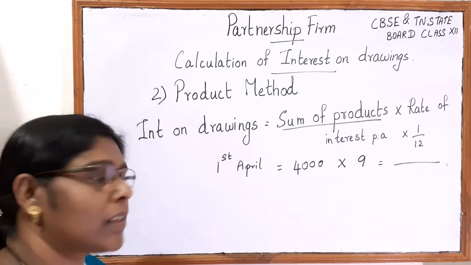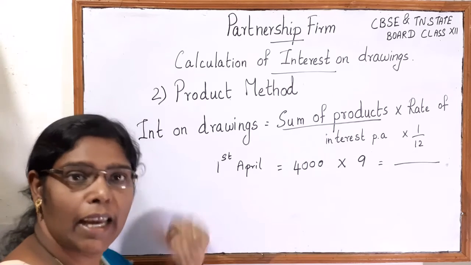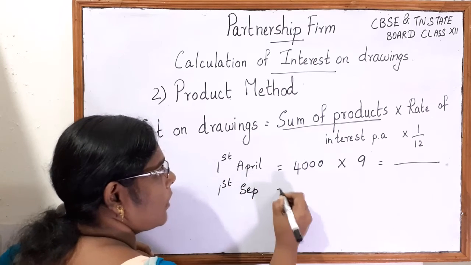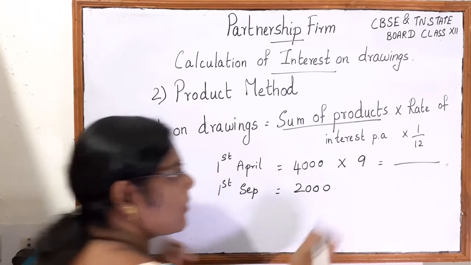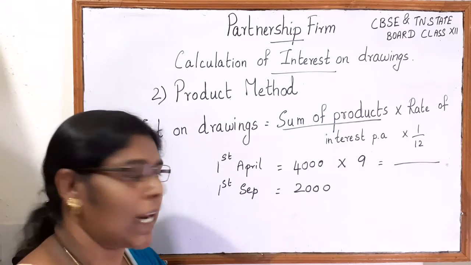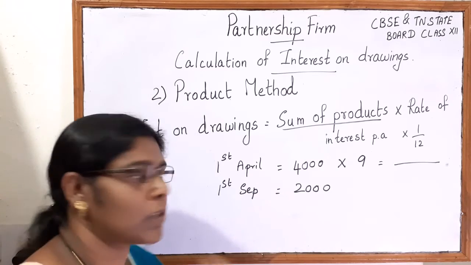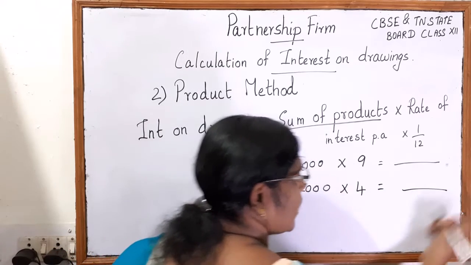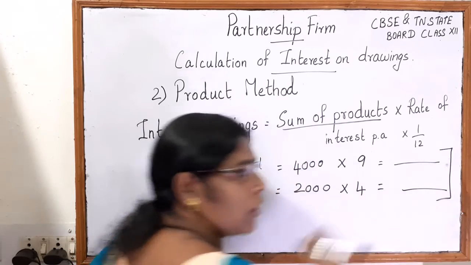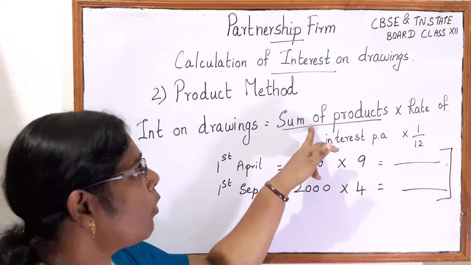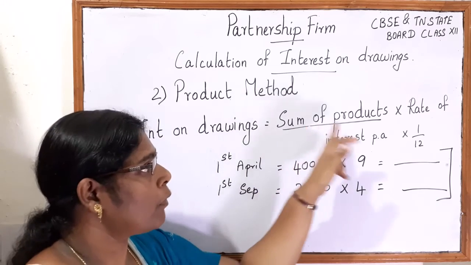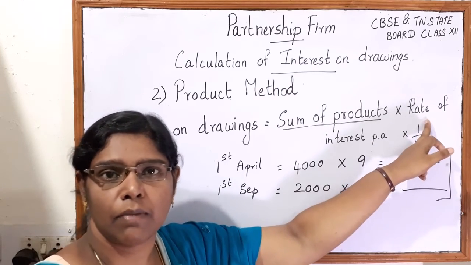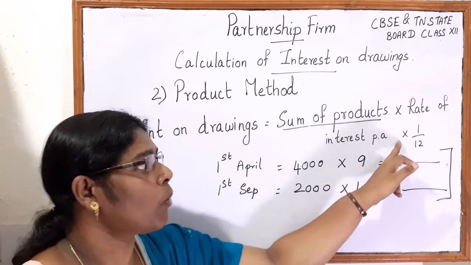The same person has again withdrawn, say on 1st September, 2,000. Now we calculate September, October, November, December. So it's for 4 months. Into 4, we get the product. Now we add both the products and then we go for this formula: sum of products into rate of interest, which is already fixed by the partner, into 1 by 12.